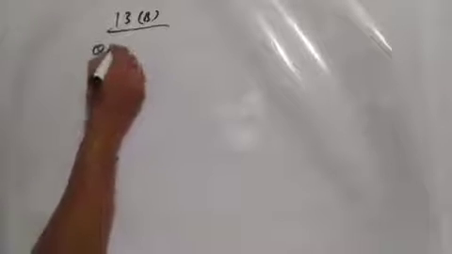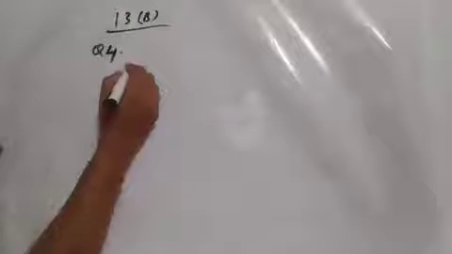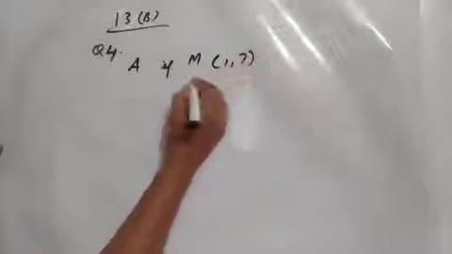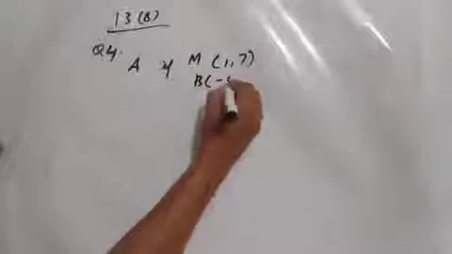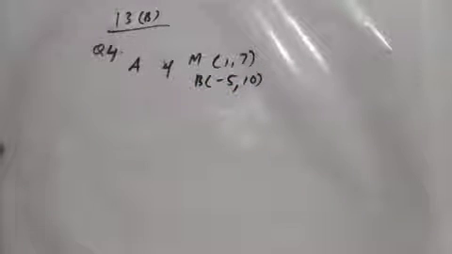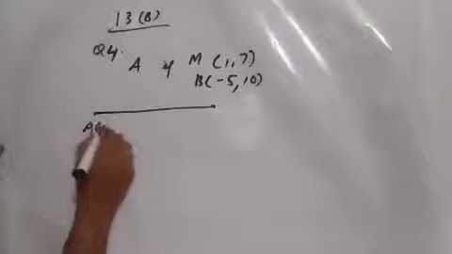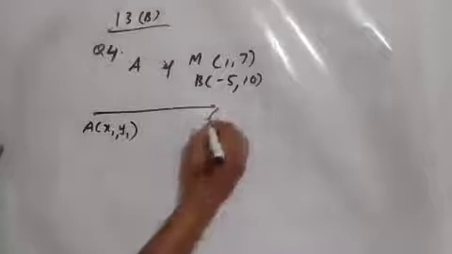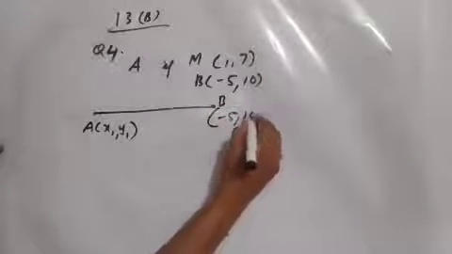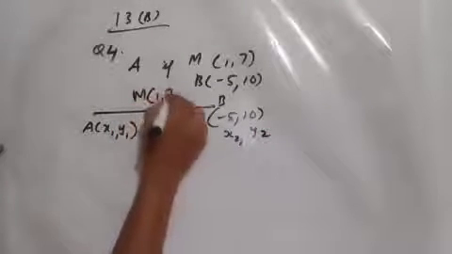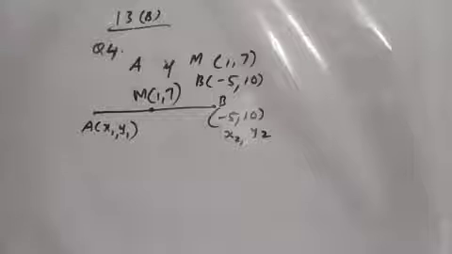Before that we can do question 4 also. That is, given M is the midpoint of AB, find the coordinates of A. If M is (1, 7) and B is (-5, 10). Okay, the midpoint is given, one point is also given. We have to calculate the other point. For example, let A be x1, y1, that we don't know, and B is (-5, 10), that we take as x2, y2, and midpoint M is given as (1, 7). Okay, this is the problem.